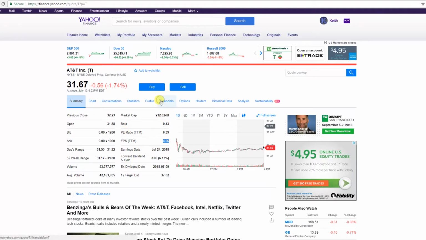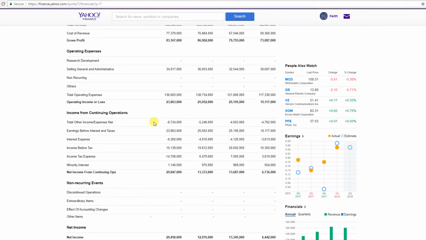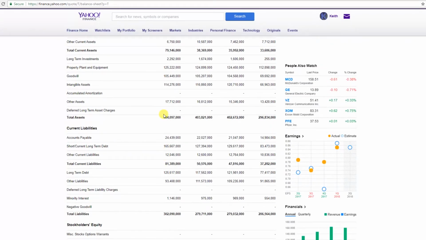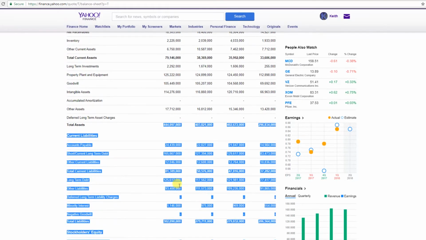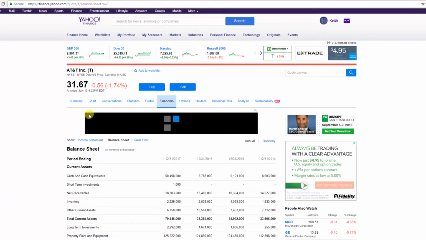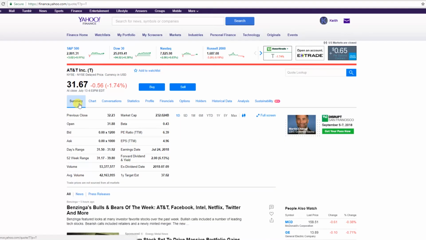And a very important thing I like to look up is at the financial, and then you go to balance sheet, because here you can see the total amount of assets and the total amount of liabilities. You don't want to buy a company that has more liabilities than assets, because on the long term it's not going to be profitable, and you're probably going to lose your money if you invest in that.